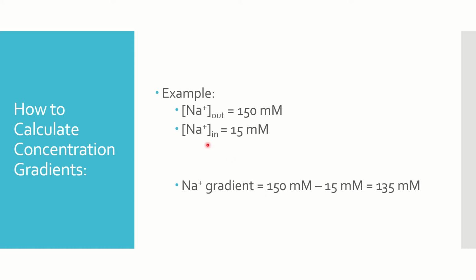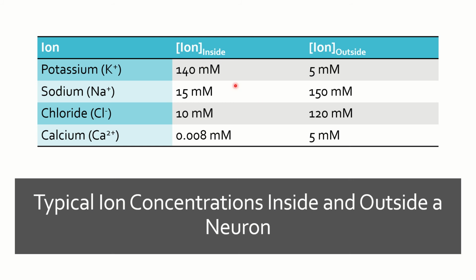Our example here, sodium on the outside of the cell, generally that's about 150 millimolar, and then on the inside about 15 millimolar. That's what we saw right here. So 15 on the inside, 150 on the outside.